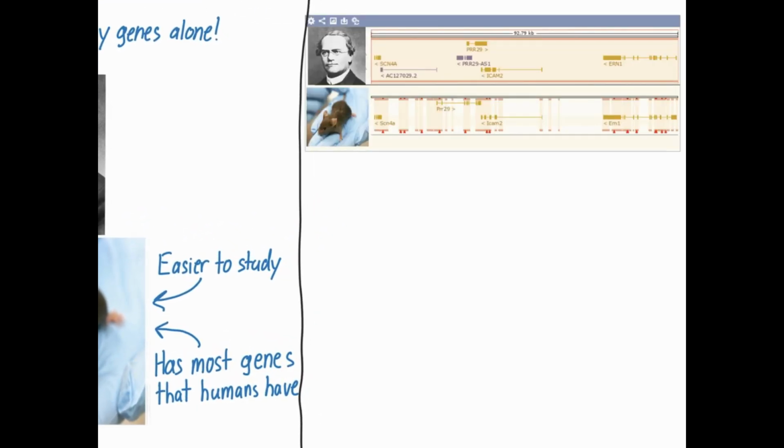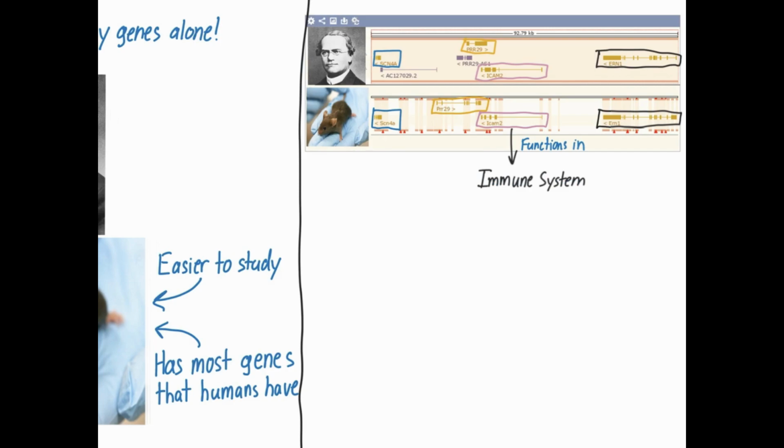Here's a graphical representation of part of the human and mouse genomes. We can see that the genes humans have are also present in the mouse. If we do an experiment in mice and determine that the ICAM2 gene plays an important role in the immune system, we can infer that the same gene in humans could possibly do the same thing. So by studying an easier to study model organism, in this case the mouse, we can start to determine the function of human genes.